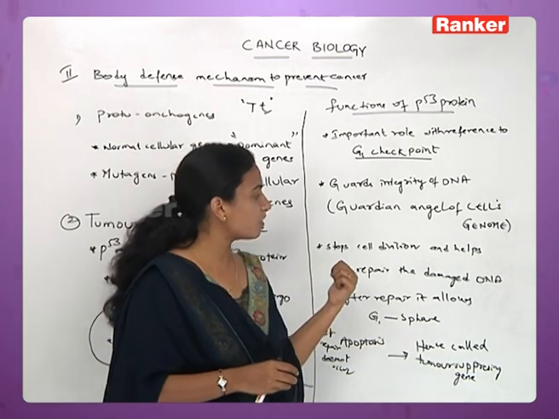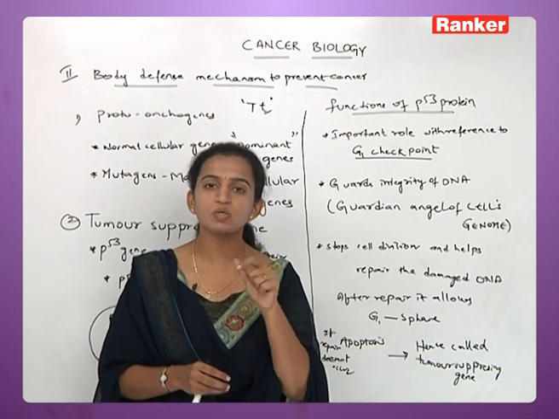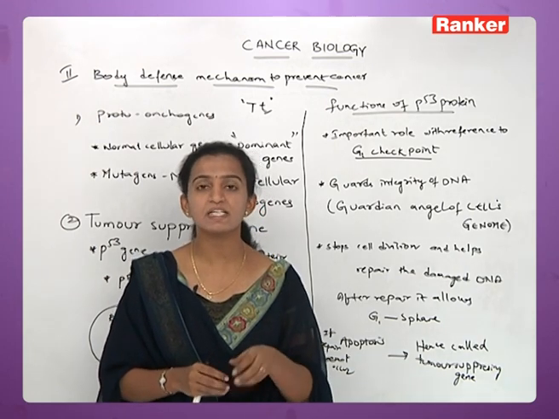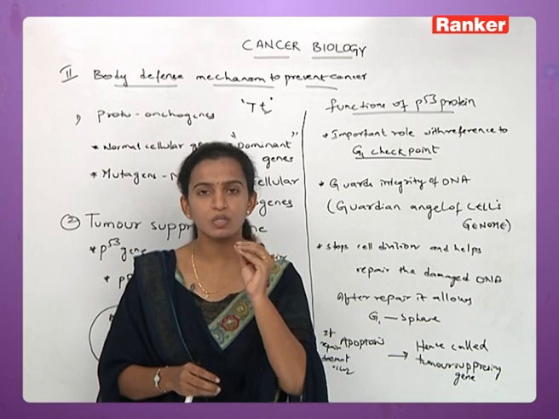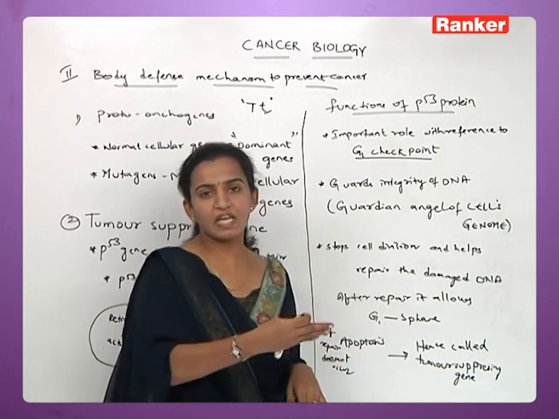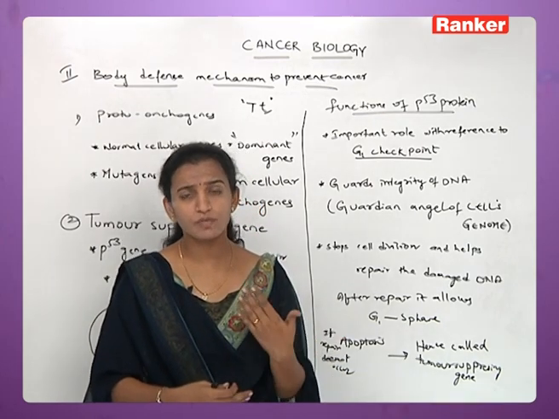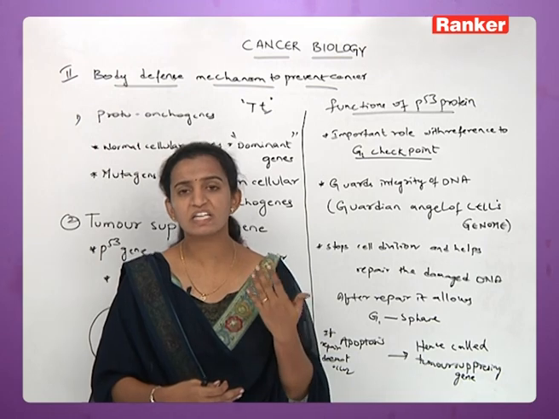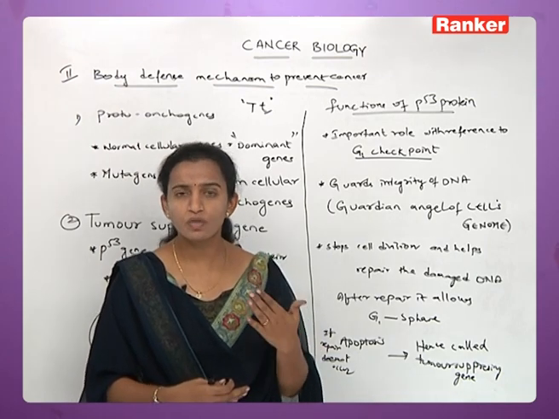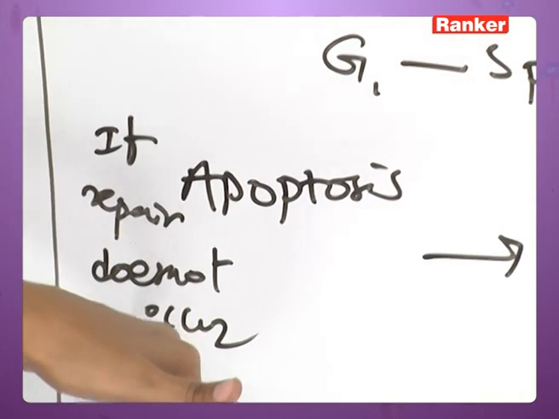Now if there is a problem in the DNA, that means there is some sort of repair needed in the DNA. What it is doing is that it is helping the DNA to undergo the repair, and it is asking it to enter from the G1 phase to the S phase. Now if it cannot be repaired, or the DNA cannot be repaired, what is it doing? If it is incapable of repair, it undergoes apoptosis.